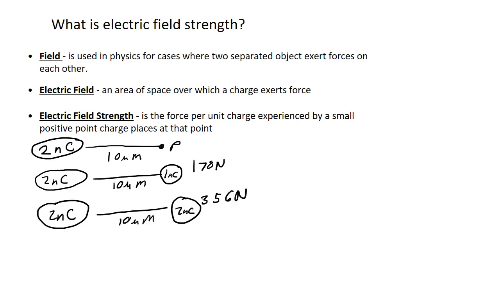So we see that at point P, two different charges feel a different amount of force. And so in order to describe the strength of the 2 nanocoulomb's electric field at this point, we come up with a different quantity called electric field strength. And what electric field strength does is it's the force per unit charge experienced by a small positive point charge at that point, in this case point P.